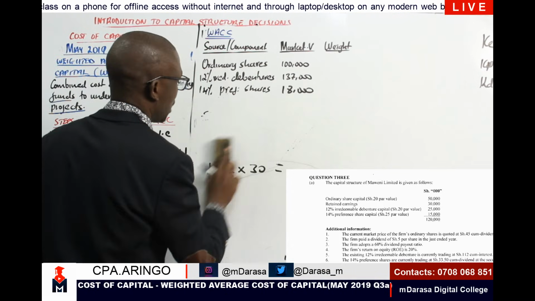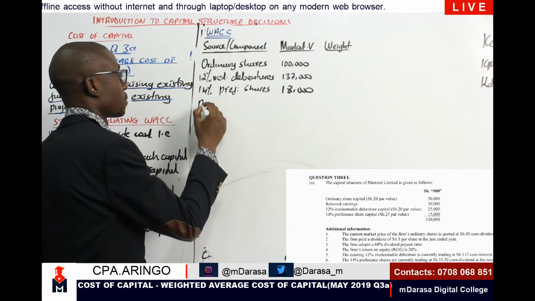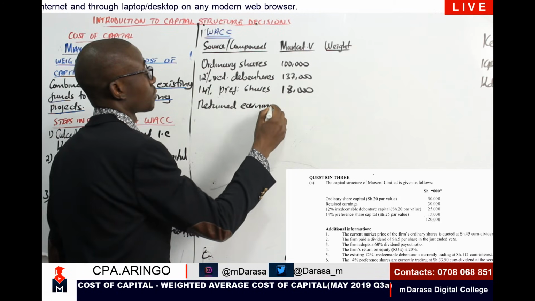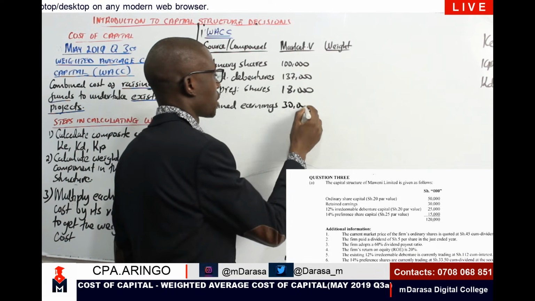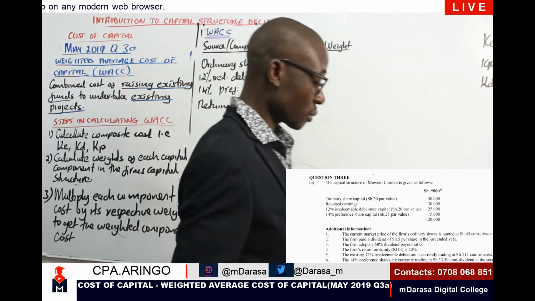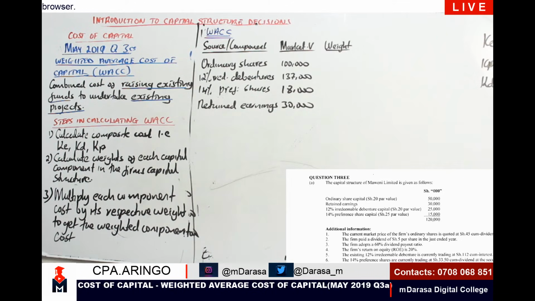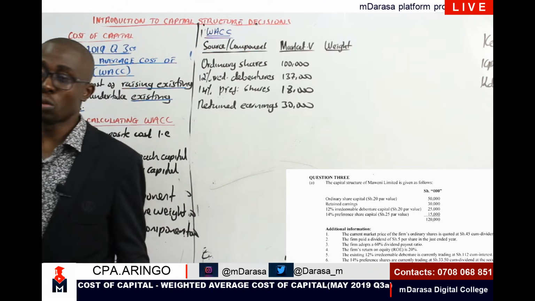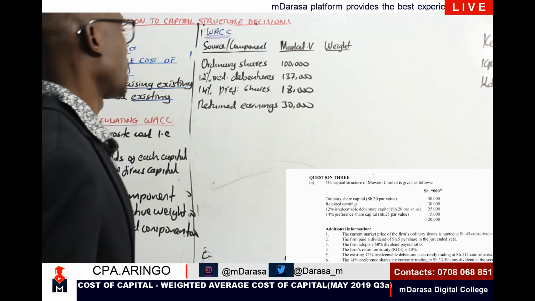Then the other key element I'm having here, which is also our component, we are having retained earnings. Retained earnings, we are given a figure of how much? 30,000. If you can clearly see in our question, I was given 30,000. Check retained earnings, I was given directly 30,000. But recall, we had not computed the cost of retained earnings.